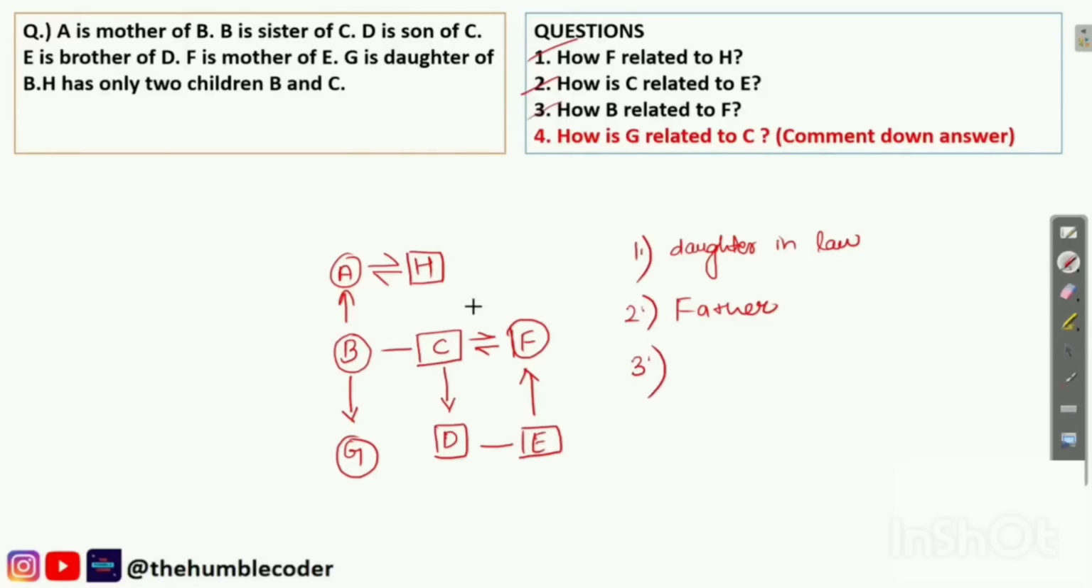Moving on to the next one, which is how is B related to F. So we have B over here and F over here. So B's brother is C and F is the wife of C. So the correct relation between B and F will be sister-in-law. So B will be the sister-in-law of F.